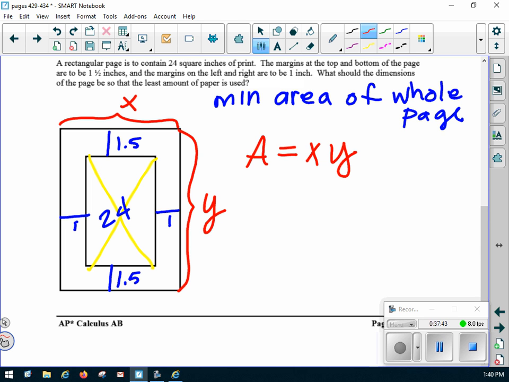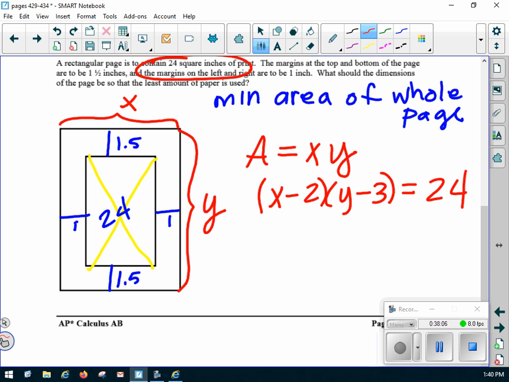I have two variables. I need a secondary equation, and that's the one that Abby just said. Can you get it? I know this. I know that x minus 2 times y minus 3 is equal to what? 24?